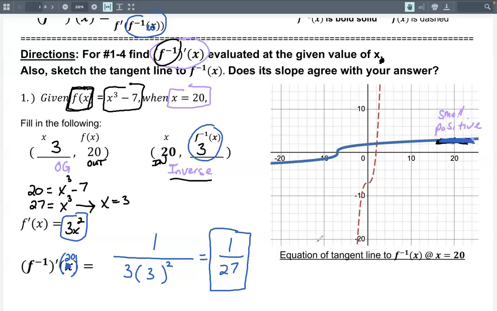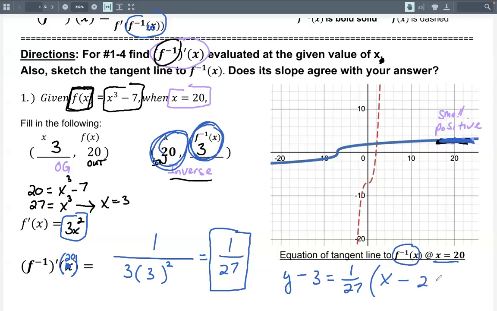And as a bonus, now I'm asking for the equation of the tangent line to the inverse function when x is 20. So that's in, let's use point slope form. In point slope form, it's y minus the y coordinate of the inverse function, which is 3, equals the slope, which is the derivative we just got, 1/27th times x minus the x coordinate from the inverse function, which was 20. Okay, so that is the work and the thinking and the solution to number 1.